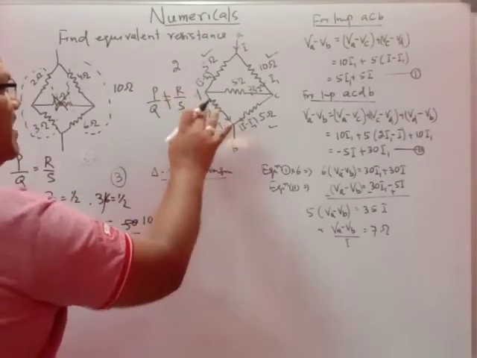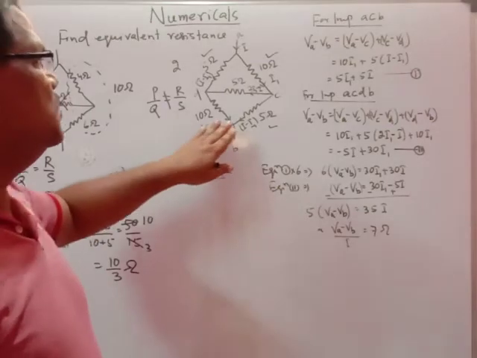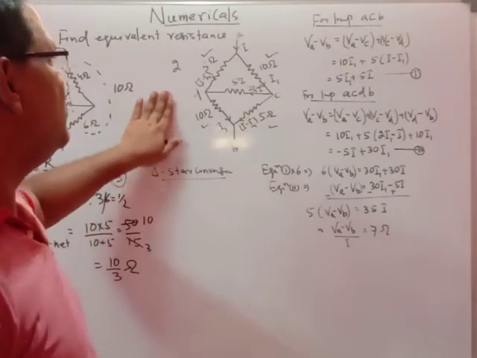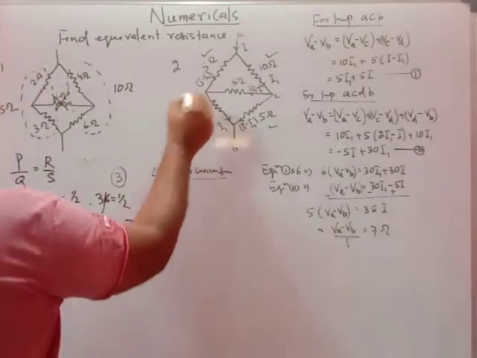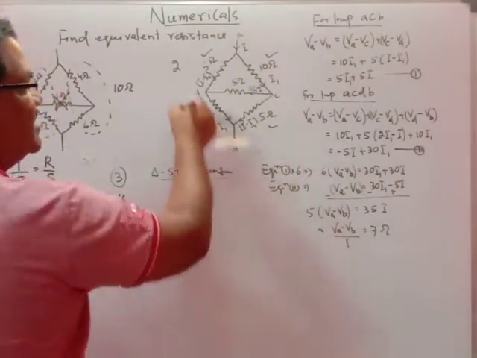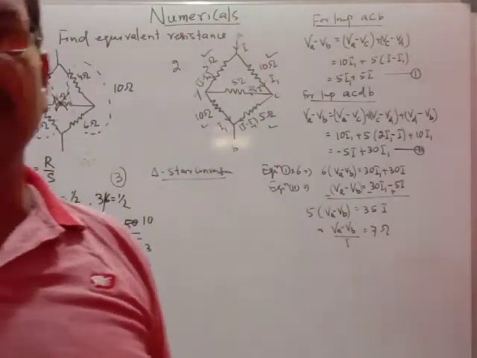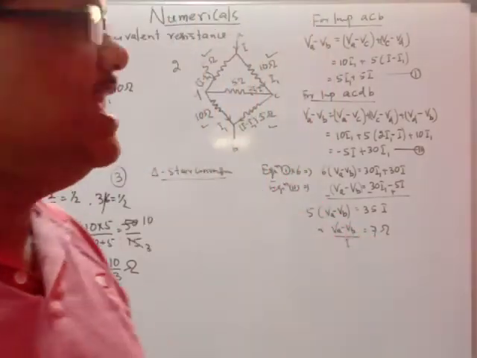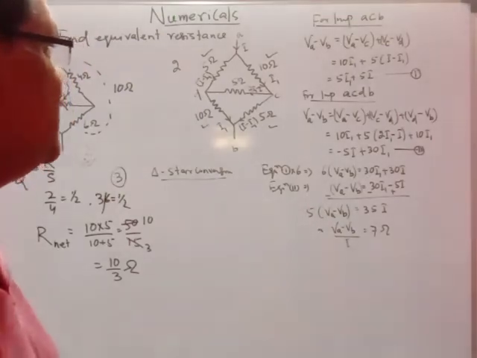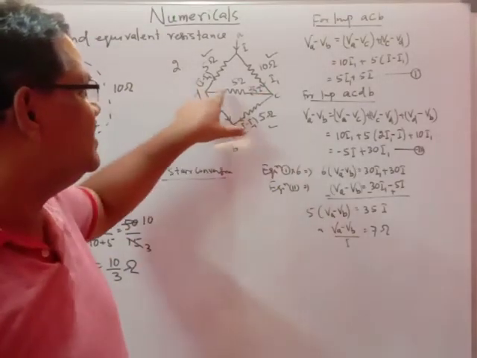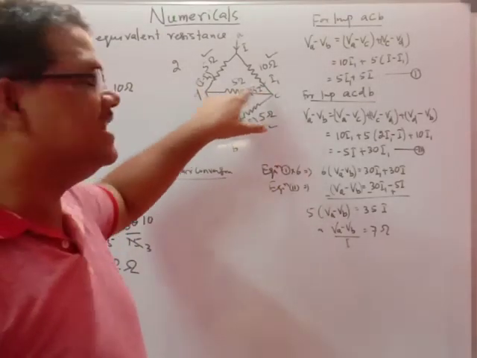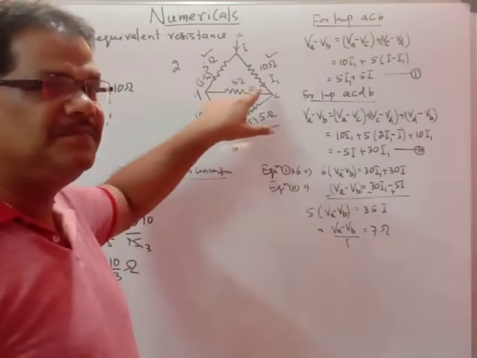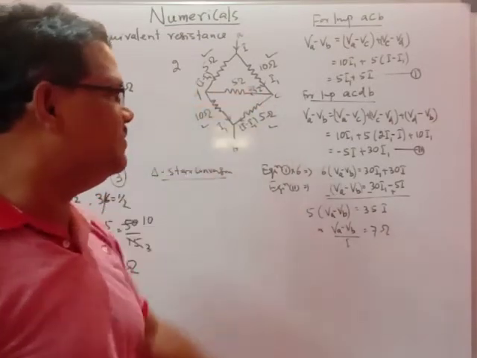So it is not a balanced condition of Wheatstone's bridge. So it is an unbalanced Wheatstone's bridge. This case is the unbalanced Wheatstone's bridge. So how do we find the equivalent resistance in case of the unbalanced Wheatstone's bridge? In case of unbalanced Wheatstone's bridge, the galvanometer in between shows deflection, means the current will pass through this 5 ohm resistor.